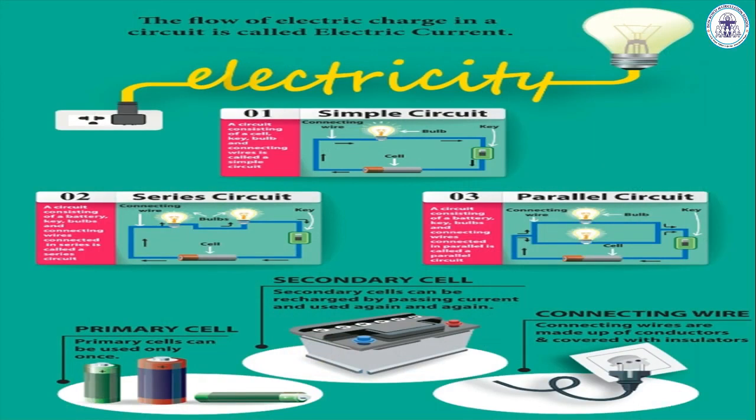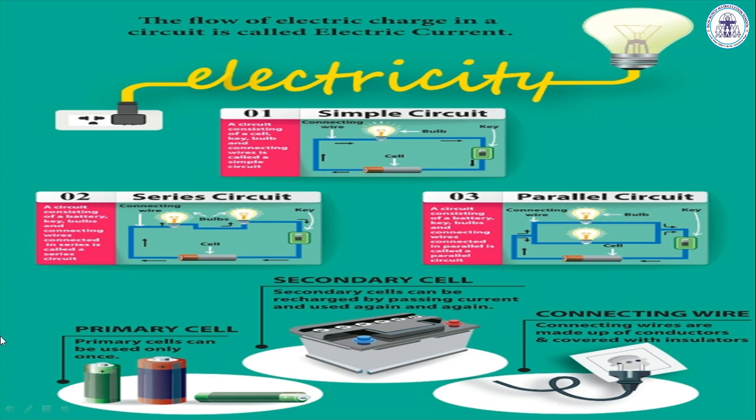Now let us make a short recap of what we have learned. What is electricity? The flow of electric charge in a circuit is called electric current. We have also learned the different types of circuit. Simple circuit, series circuit, parallel circuit. Simple circuit. It consists of a cell, key, bulb and connecting wires in a simple arrangement. Series circuit. It consists of key, bulb, battery and connecting wires in a series arrangement. Parallel circuit. A circuit consisting of a battery, key, bulb and connecting wires which is arranged in a parallel position.